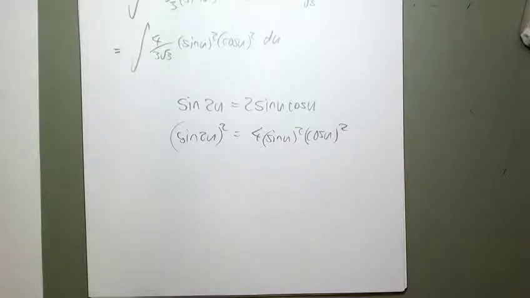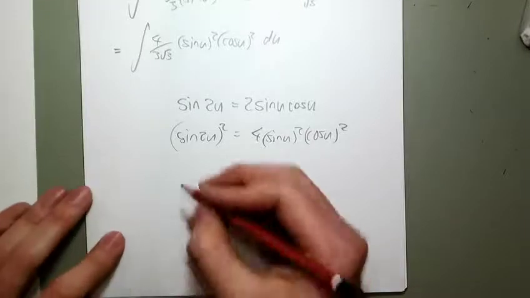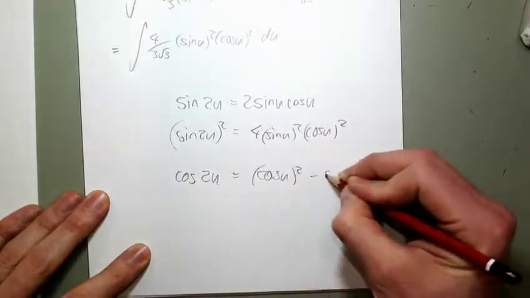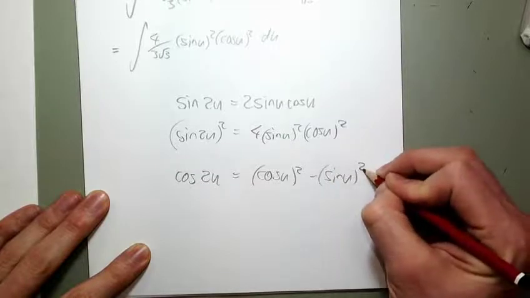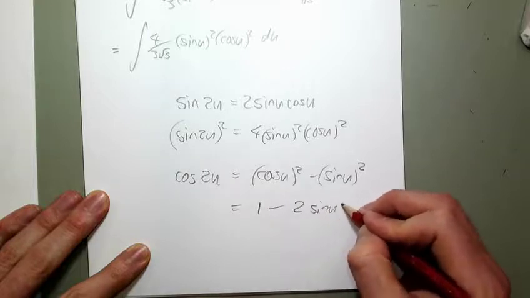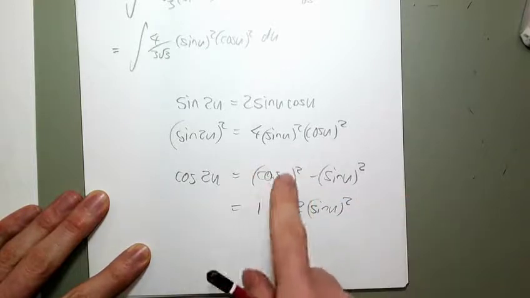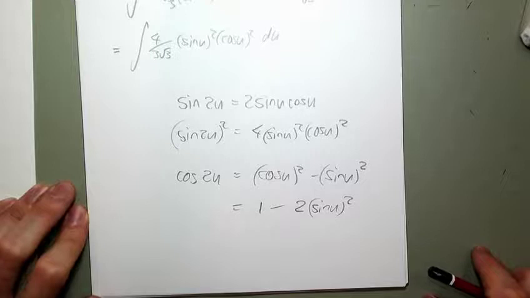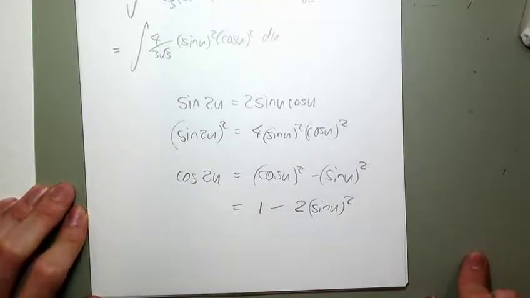But I still don't know how to integrate sine 2u squared, so I'll now have to use another trig identity, and I know that I can turn sine squared into cos 2 using the double angle formula. So I know that cos 2u is cos u squared minus sine u squared, and I need to just have a sine squared, so that will be 1 minus 2 sine u squared. What I've done there is I've replaced the cos squared with 1 minus sine squared. I'm not capable of remembering all 3 of the cos 2u formulas off the top of my head, so I have to get them from the first one.